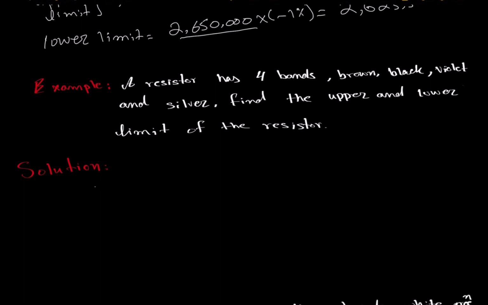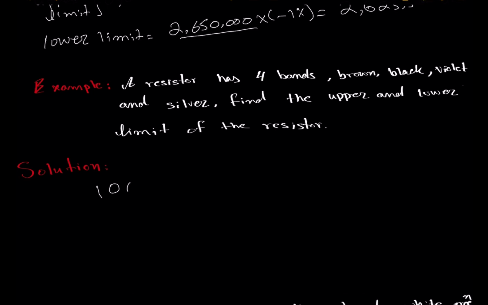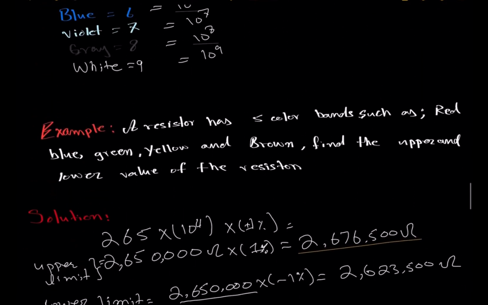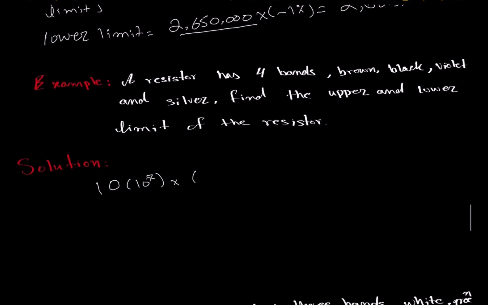We know the brown is 1 and black is 0. The third one is the multiplier, which will be violet is 7, so it will be 10 to the 7, times 10 to the 7. And the fourth band is the tolerance. The silver tolerance is 10%, plus or minus 10% ohms.